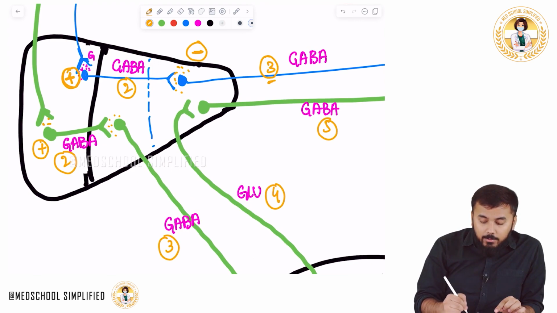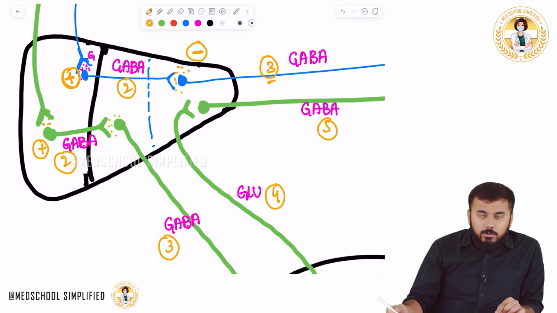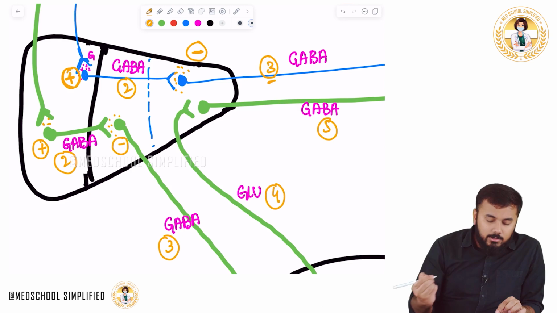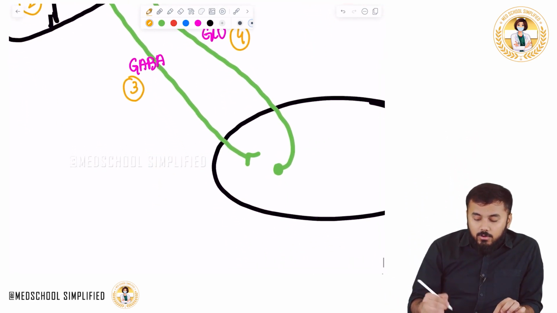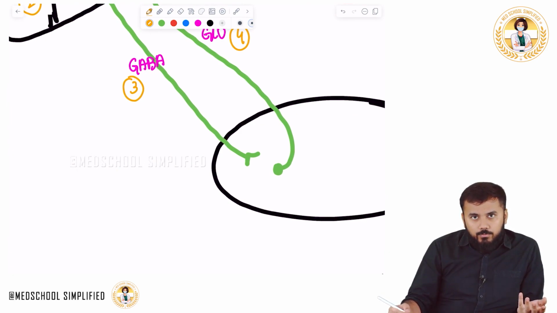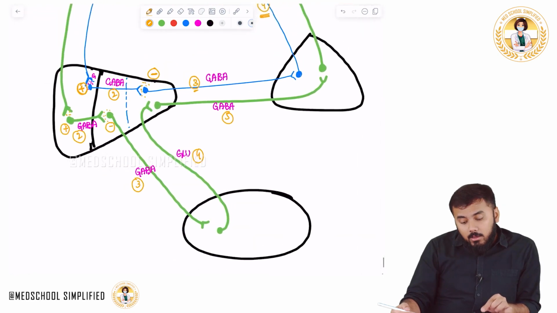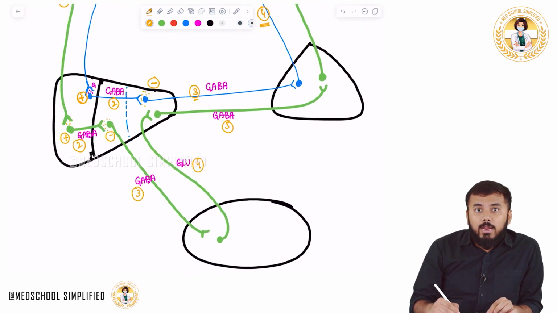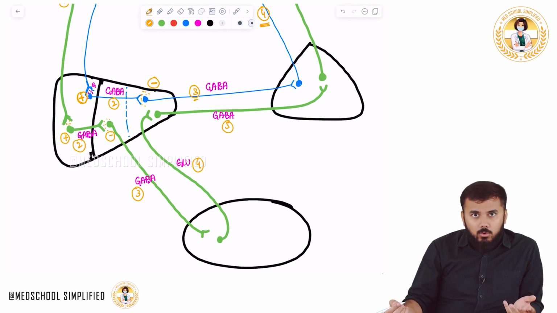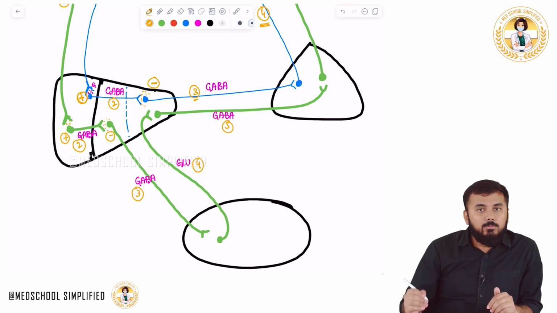Now GABA will inhibit the third neuron or it will activate the third neuron? It will inhibit the third neuron. If the third neuron is inhibited, do you think the third neuron will release GABA? No. If the third neuron is not releasing GABA, then what is happening? What is happening is that this fourth neuron, is it under any activity of inhibition? No. So the fourth neuron continuously keeps on firing.